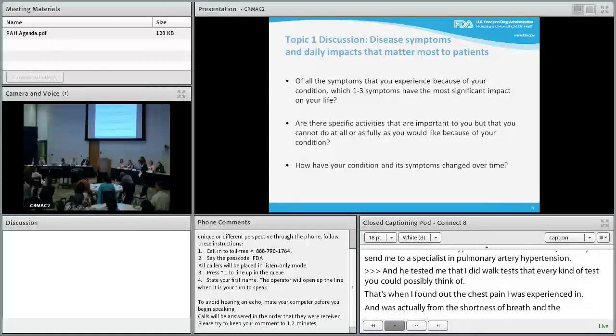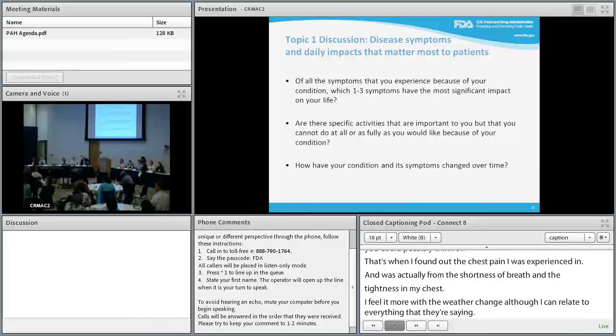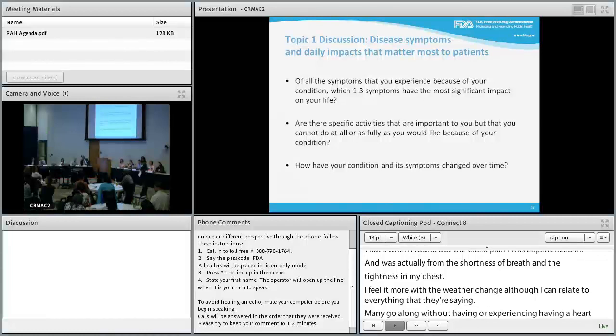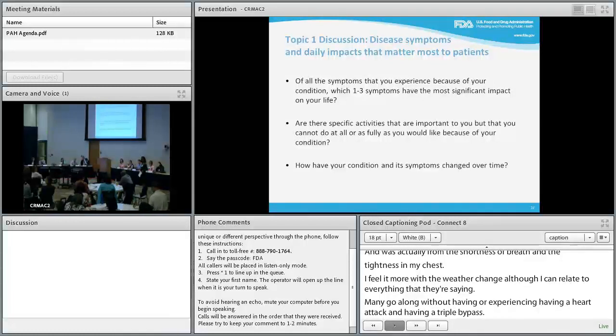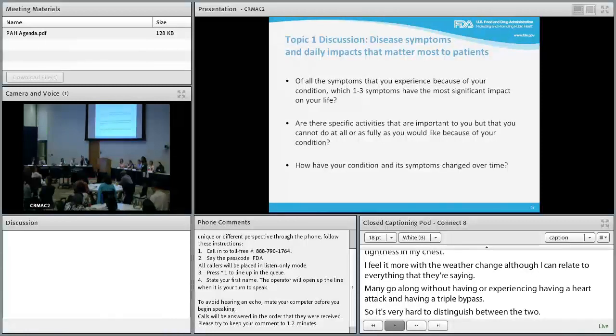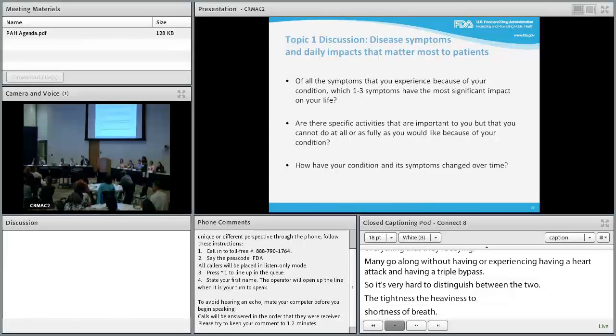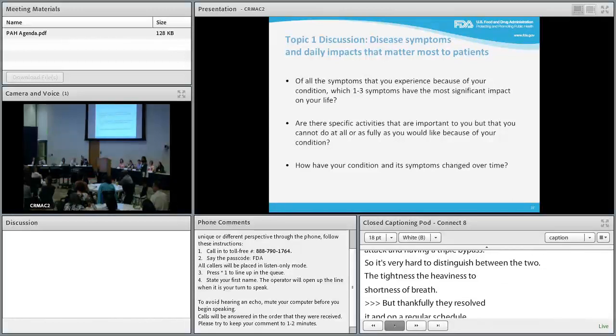Many go along without having or experiencing a heart attack and having a triple bypass. So it's very hard to distinguish between the two. The tightness, the heaviness, the shortness of breath. But thankfully they resolved it. And I see my doctors on a regular schedule. And I am on Remodulin, and I have an IV in my chest, and it's probably the greatest thing that has happened to me.